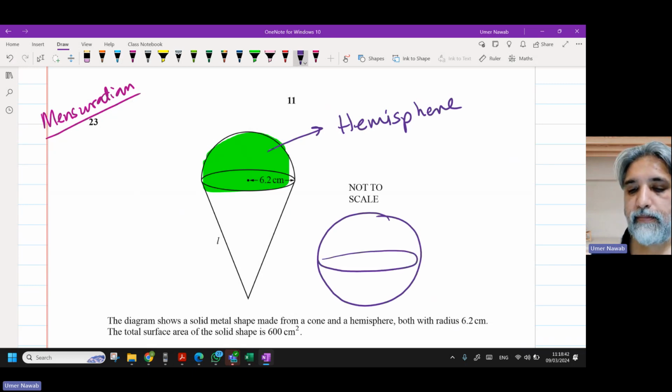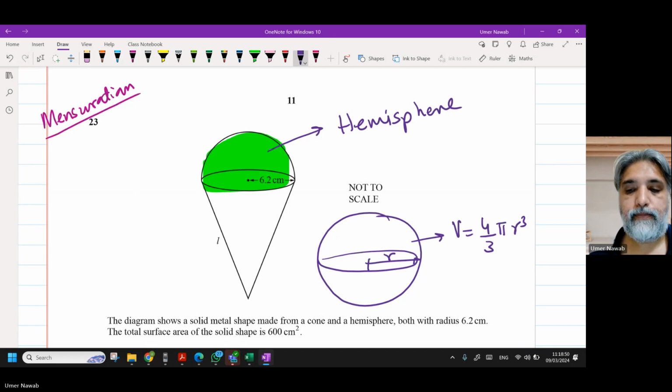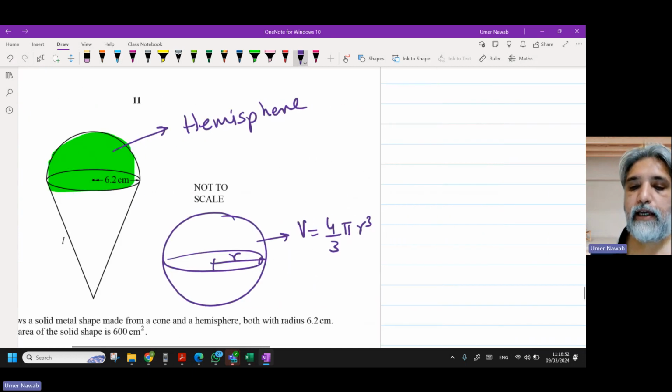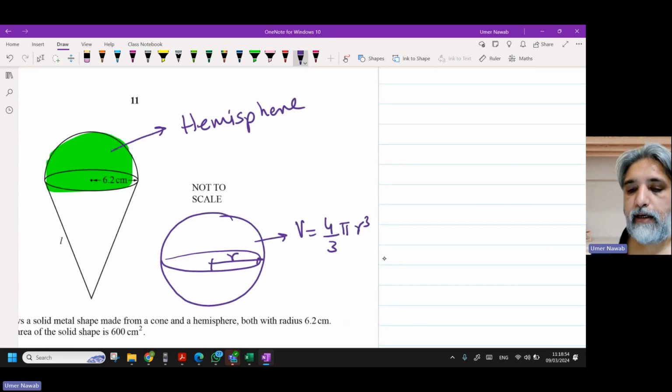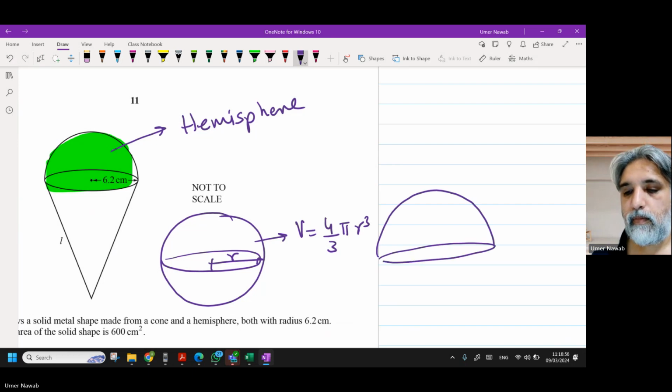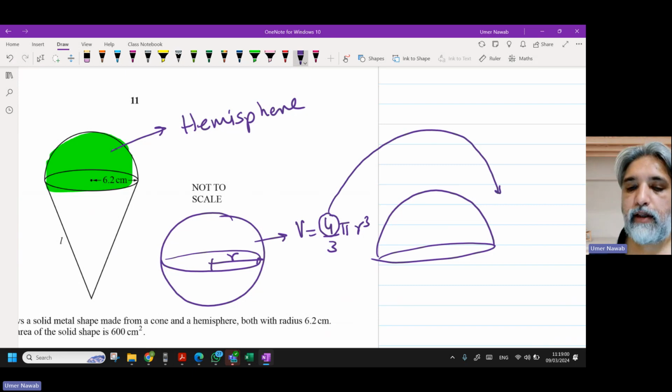Hemisphere. And a sphere has a volume. This is a sphere, which is based on radius. Its volume is 4 over 3 pi r cubed. But if I take just the half of that, this 4 becomes 2 because I'm taking the half of that. So the volume of a hemisphere is 2 over 3 pi r cubed. This is the case of volume.